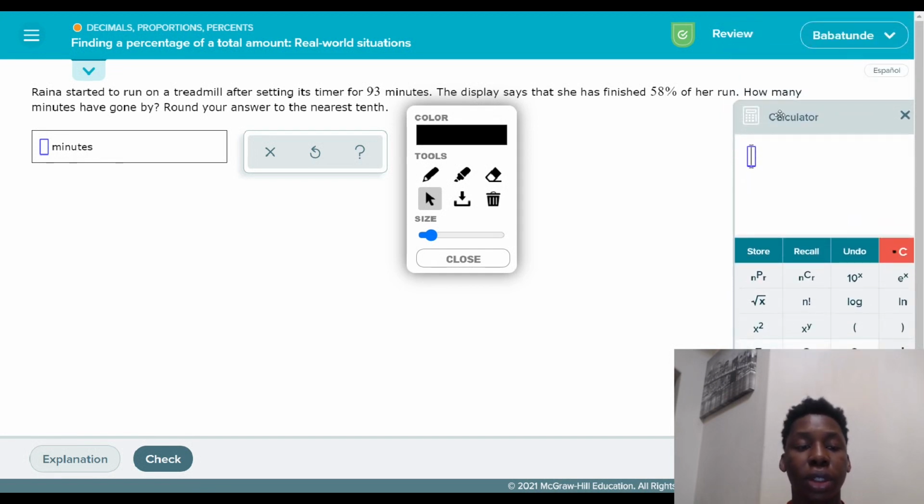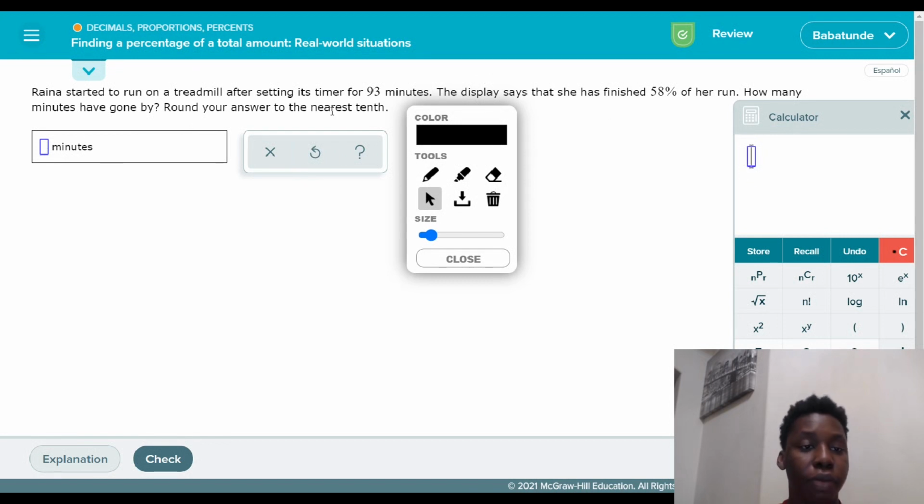So this question says: Raina started to run on a treadmill after setting its timer for 93 minutes. Sorry to all the runners out there if I mispronounced it. The next sentence says the display says that she has finished 58% of her run. How many minutes have gone by? Round your answer to the nearest tenth.